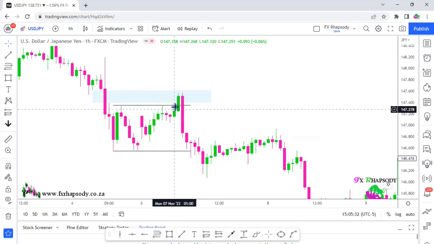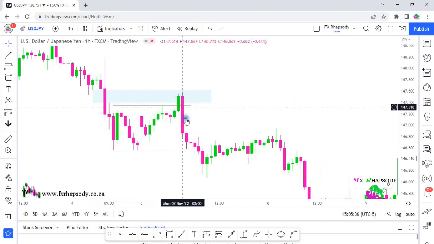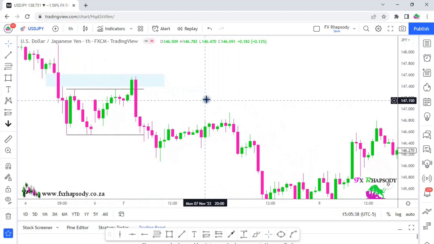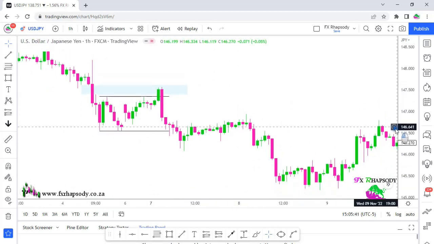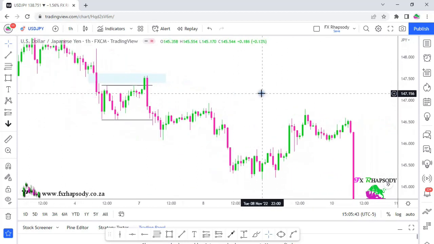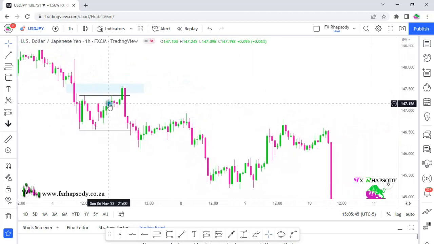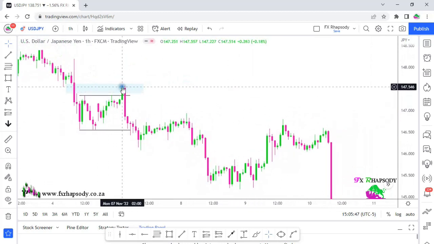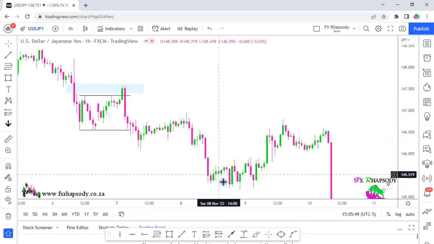So you had a fair value gap that was created, price moving up into that fair value gap, and then it started moving downwards. And then another one, if you had to miss that entry, I'm just going to zoom out a little bit. So after that fair value gap was hit, price started moving downwards.